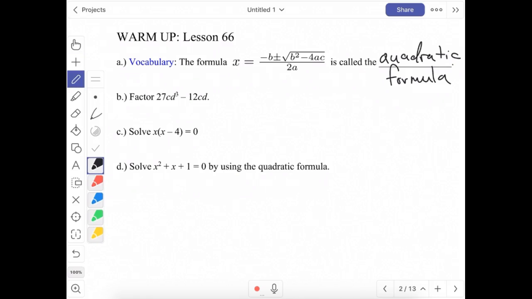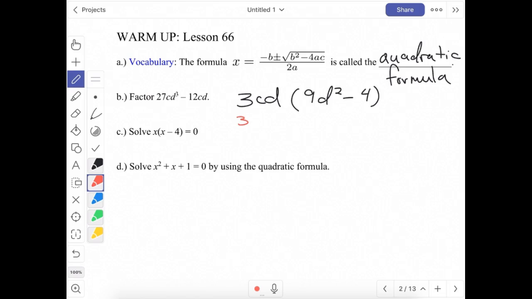The second one, if we want to factor 27cd cubed minus 12cd, first off, we should know with our numbers we can take out a 3, we can take out a c, and then we can take out a d. So I'm going to take out a 3cd. That's going to leave me with 9d squared minus 4. Now that second part is a difference of squares, so we can break that down into 3d minus 2 and 3d plus 2.